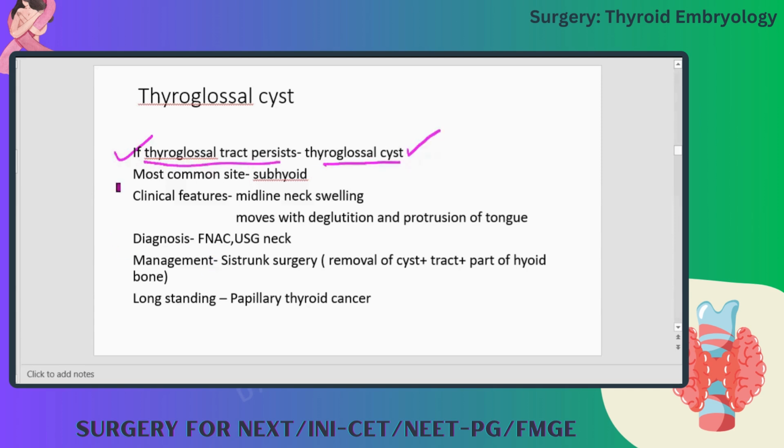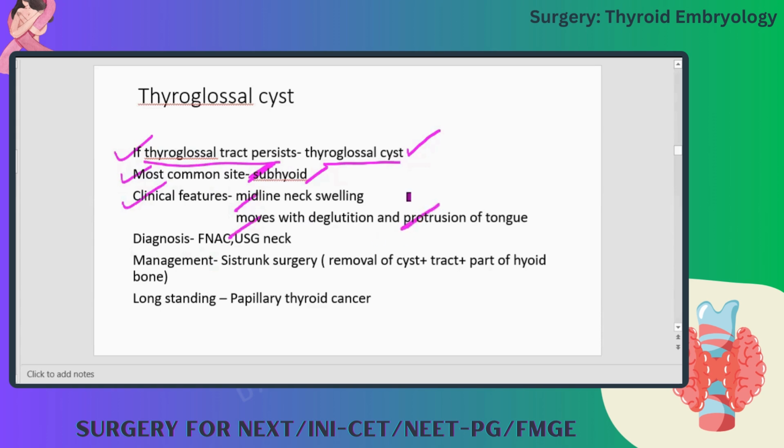Point number 1: the most common location is subhyoid. It pierces the hyoid bone and comes down, so it is subhyoid, the most common. Clinical features: it is a midline swelling. Obviously, it is a midline swelling. It moves with deglutition and protrusion of the tongue.